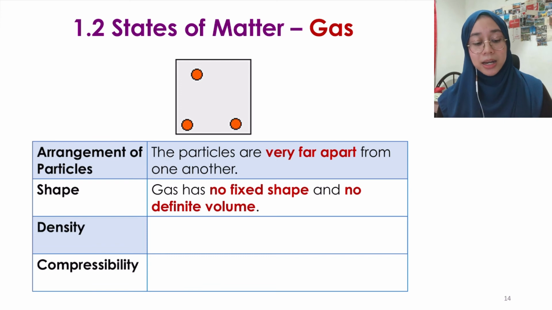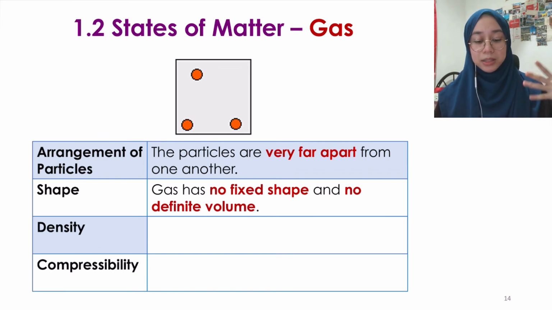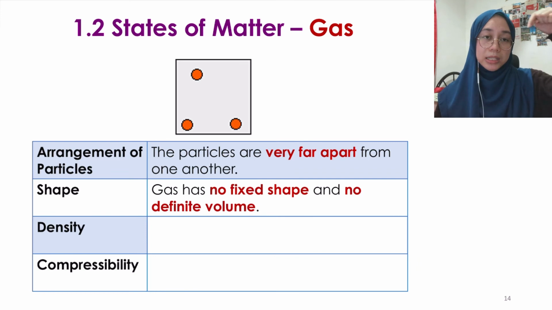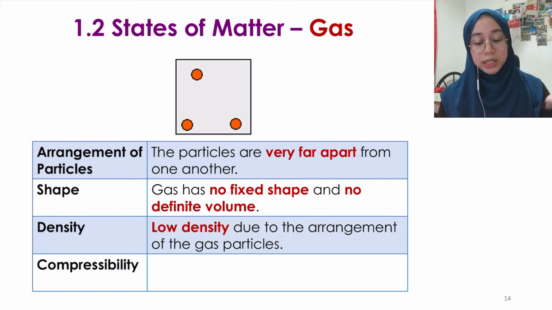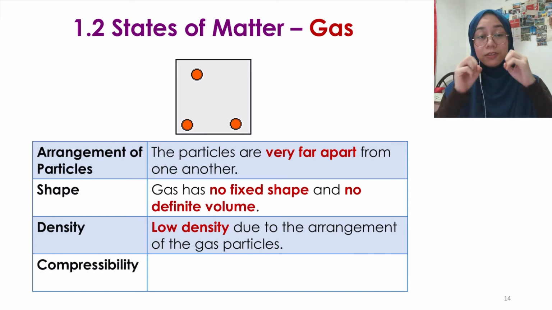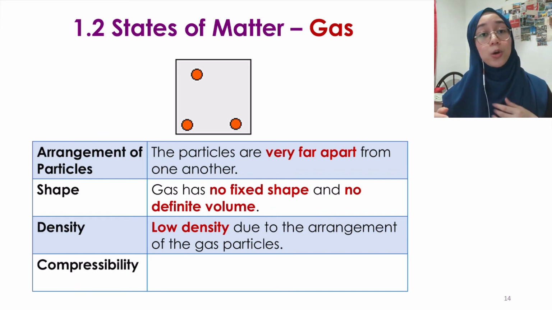Okay, and then in terms of density, since sikit je particles dia, therefore space dia pula sangat besar. Okay, so bila space sangat besar, bermaksud the density akan menurun. Okay, so low density due to the arrangement of gas particles are very far apart from one another because of the large space between the particles menyebabkan dia jadi low density.